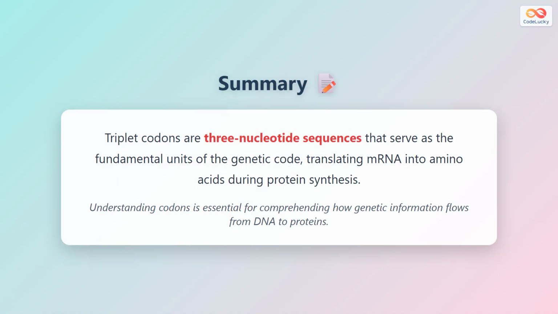To summarize, triplet codons are 3 nucleotide sequences that serve as the fundamental units of the genetic code. They translate messenger RNA into amino acids during protein synthesis. Understanding codons is essential for comprehending how genetic information flows from DNA to proteins. This elegant system allows cells to store, transmit, and express the information needed to build all the proteins required for life.